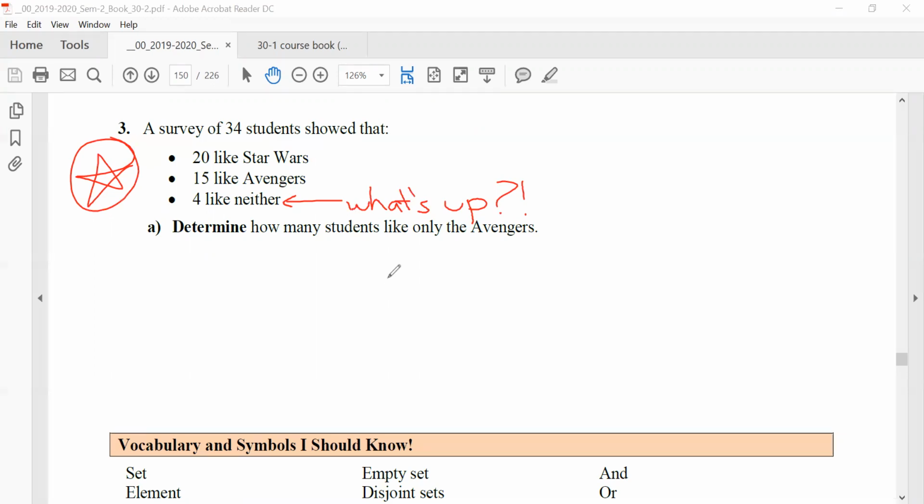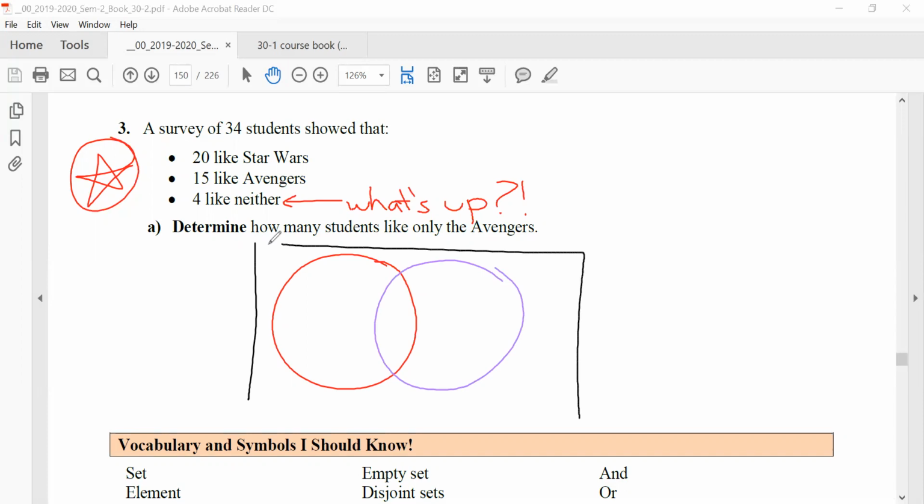Well, notice how the question doesn't ask me to draw a Venn diagram. Guess what I'm going to do? Draw a Venn diagram. Come on. Why wouldn't you? They always put my box for my universe. So there's 34 students here. Boom. Star Wars, I'm going to label my sets. Star Wars, Avengers. And it never hurts, you know, to maybe just write even this. There's 15 people who like Avengers, and 20 that like Star Wars, just like that.